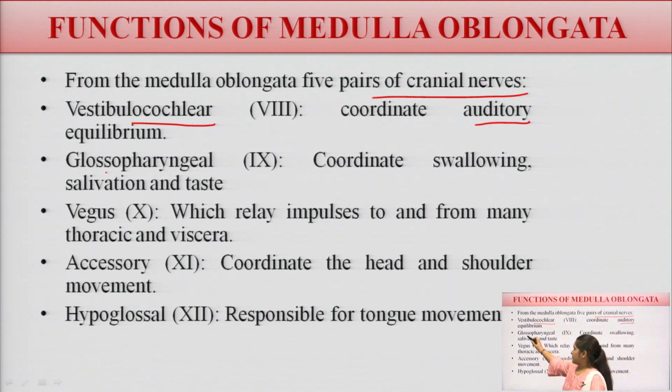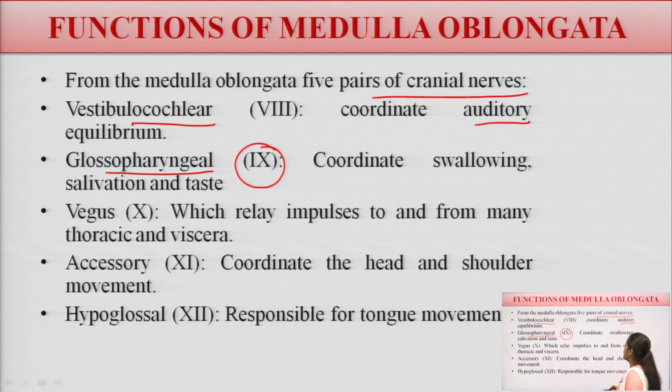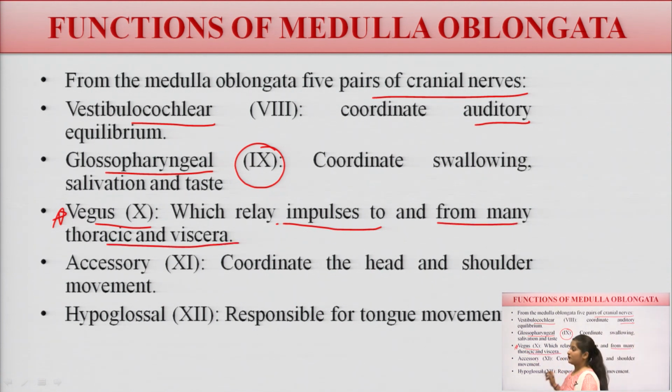Now, the glossopharyngeal, cranial nerve number 9. It coordinates swallowing, salivation and taste. And this is the vagus. This is an important one because the role of the vagus is very vast. The vagus nerve, number 10, relays impulses from the many thoracic viscera. Okay. Now, the accessory, that is cranial nerve number 11.